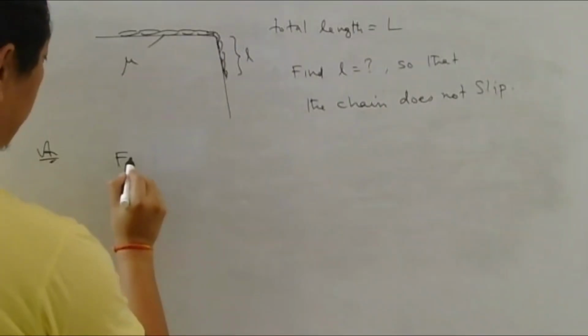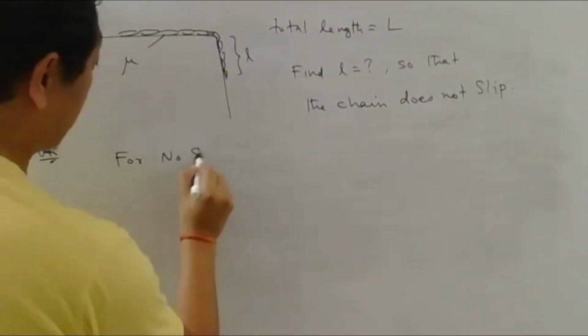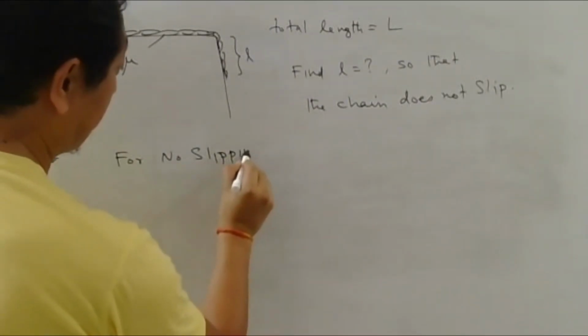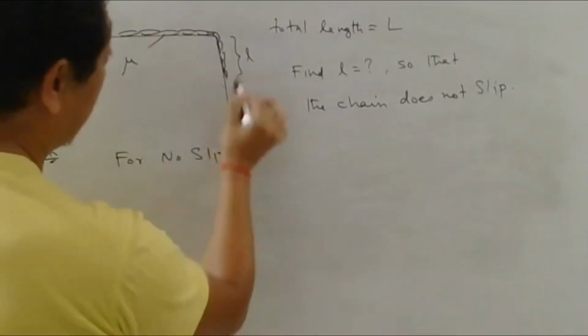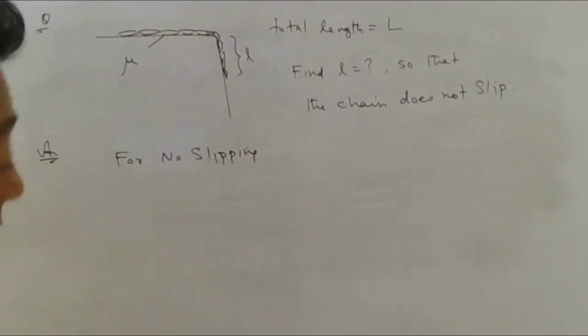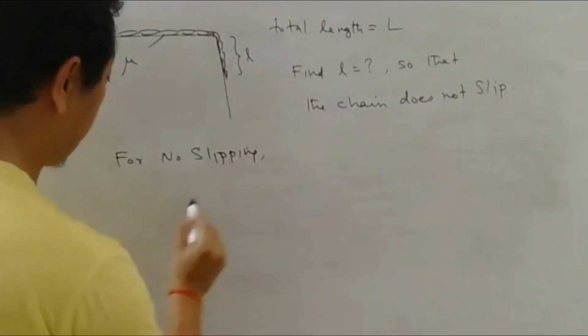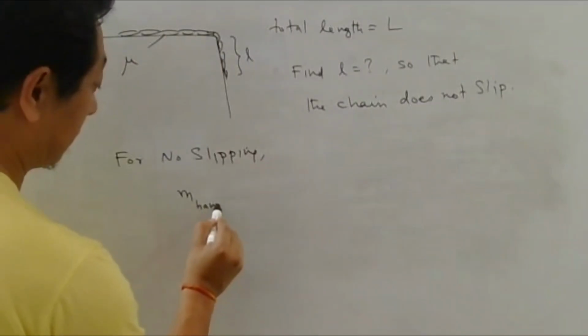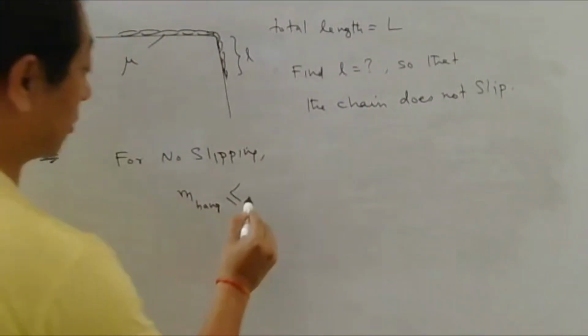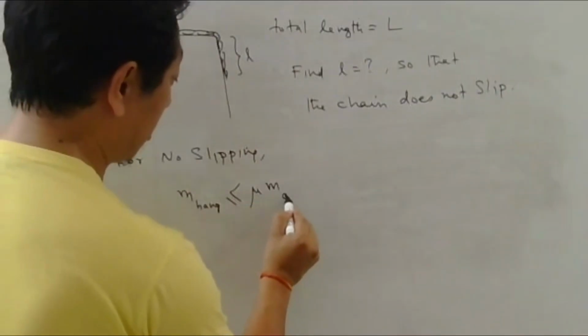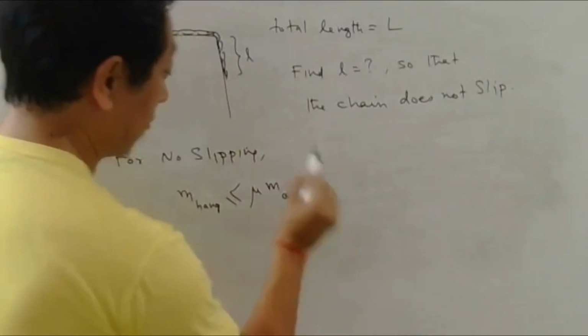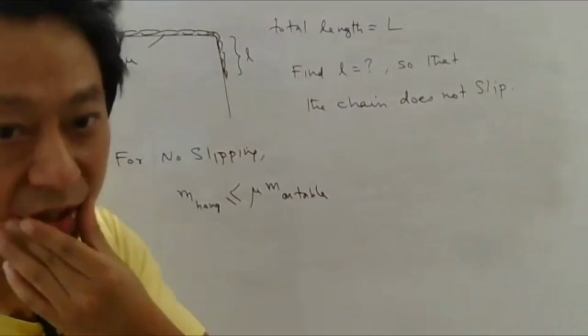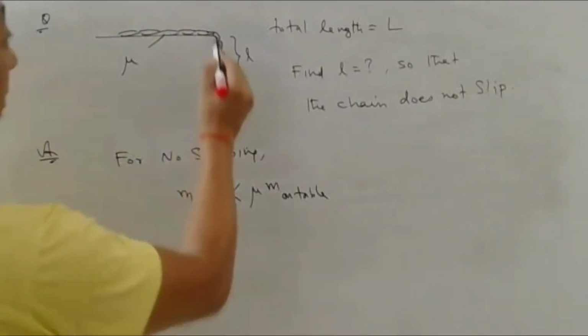For no slipping, what was the condition, guys? Whenever you see mass on the table and mass which is hanging, what was the condition for no slipping? Mass hanging should be less than or equal to mu into mass on table. Am I right? Once you check. Correct.